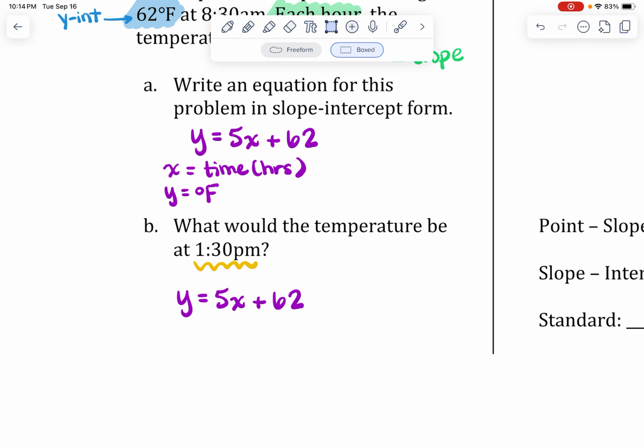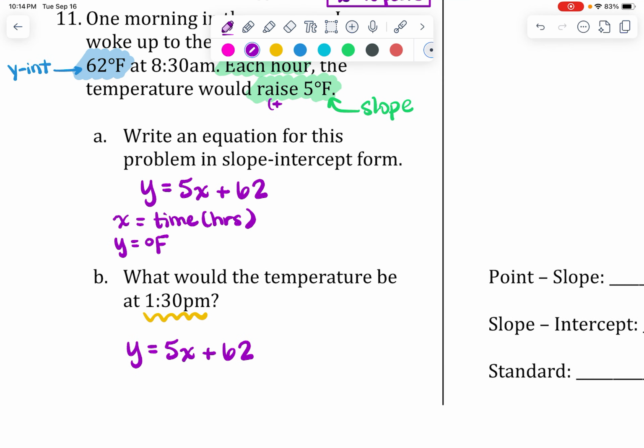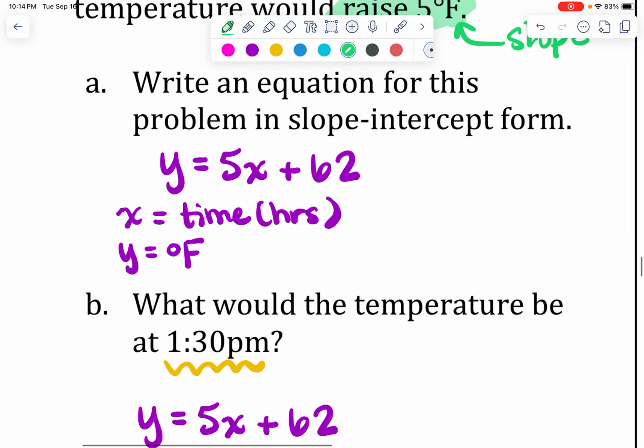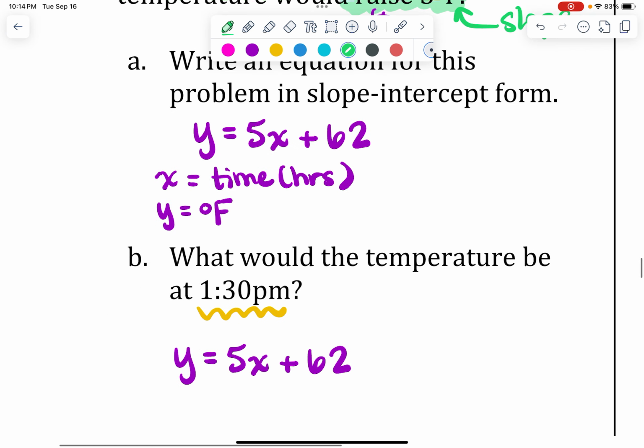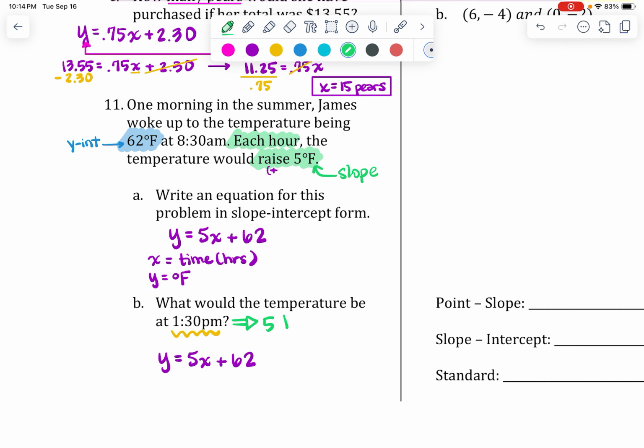So it says, what would the temperature be at 1:30 p.m.? Well, you have to do a little bit of thinking here, because I can't type in 1:30. I can't put an actual clock time in an equation. That doesn't make any sense. But I do want to figure out how many hours have passed. So from 8:30 to 1:30, what is that? 3.5 plus 1.5, so 5 hours.